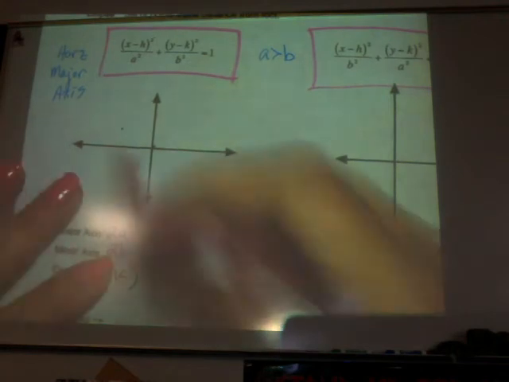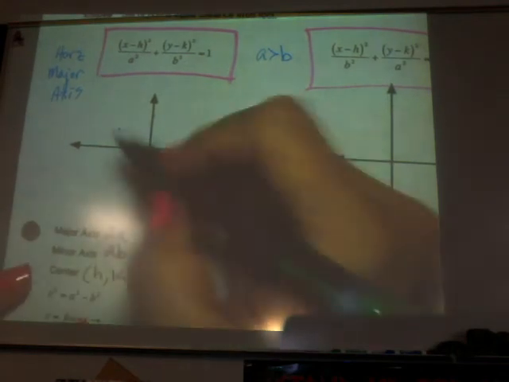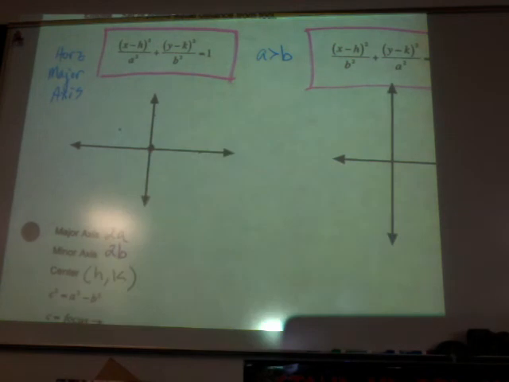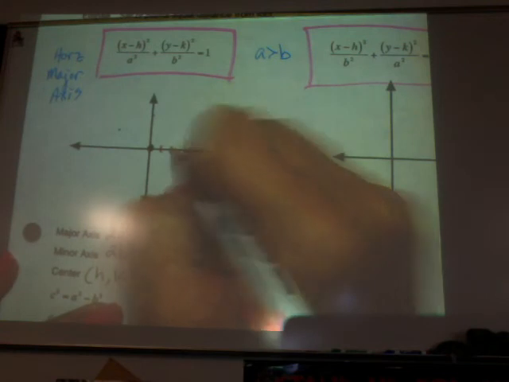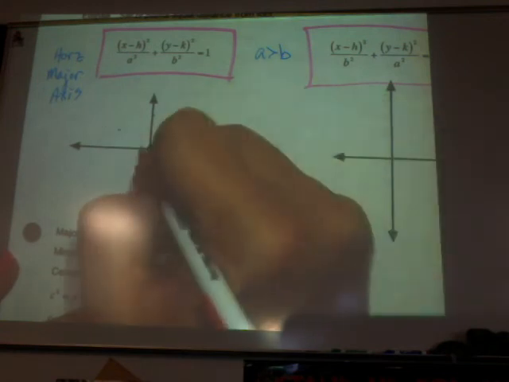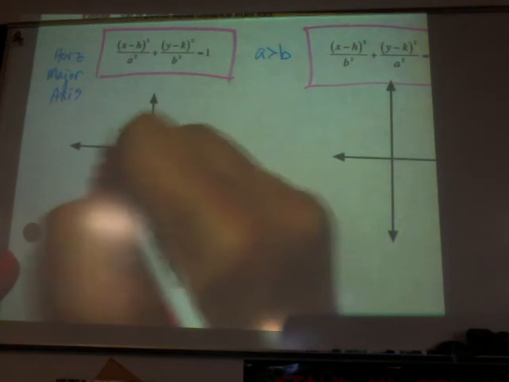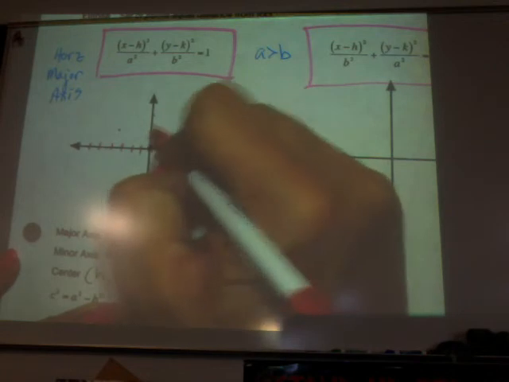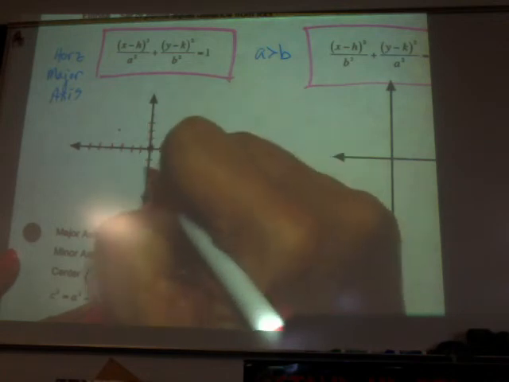And let's go ahead and graph a center at (0, 0). And then I'm going to go 6 to the right, 6 to the left, and then up 3 and down.